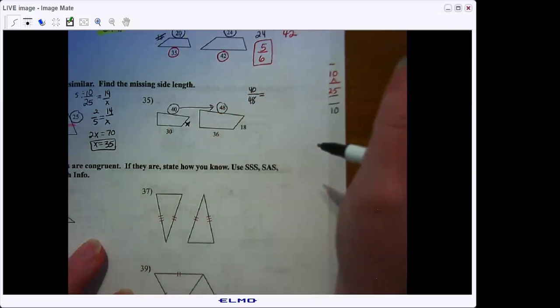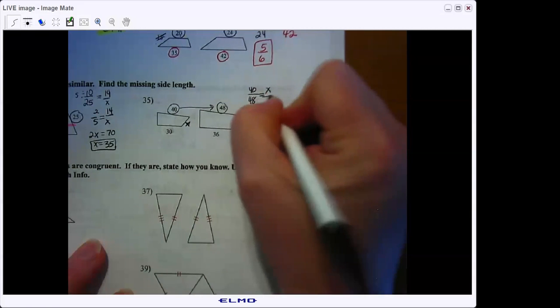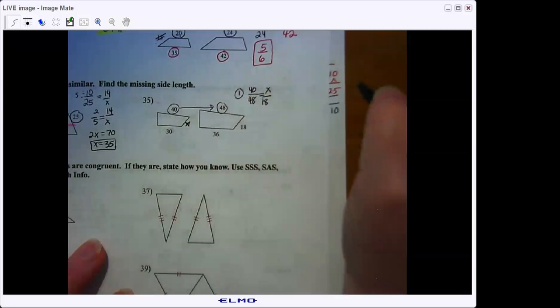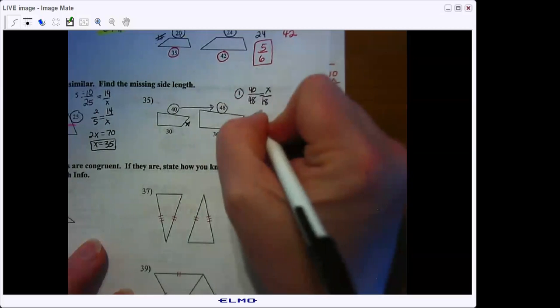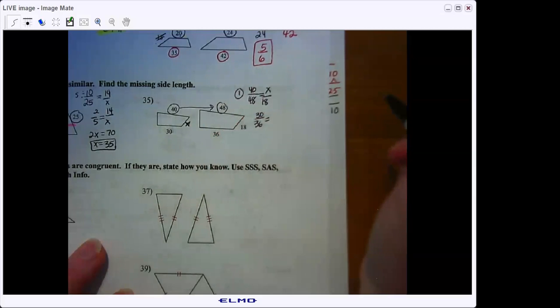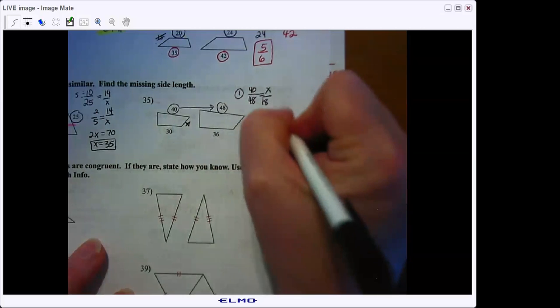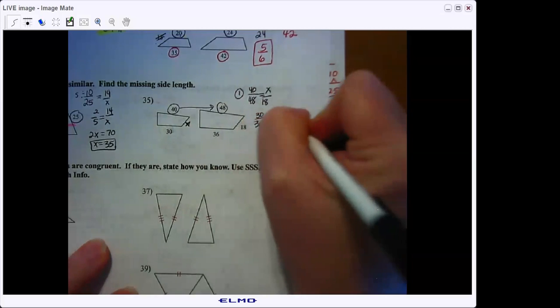Would it be x over 18? Uh-huh, good. And Sophia had that in the chat box too. That's right. So x over 18. Okay. So there's one way. What if I said 30 over 36? To find x, what would the other side have to look like? X over 18. It'd still be x over 18. Okay. So this is option number 2.